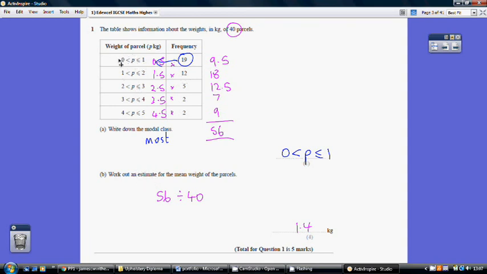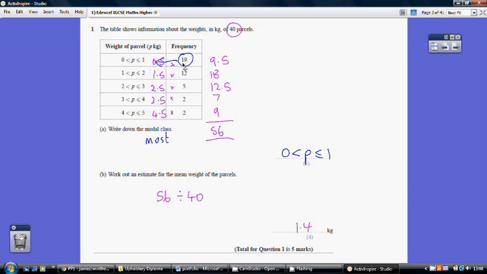We have to just assume all 19 of these parcels here weighed 0.5 kilograms. We go straight down the middle, we take the midpoint. So the midpoints are 0.5 kilograms, 1.5, 2.5, 3.5 and 4.5. And from then onwards we just use these midpoints. We just assume all 19 of these parcels weighed 0.5, or 12 of these parcels weighed 1.5, and so on.